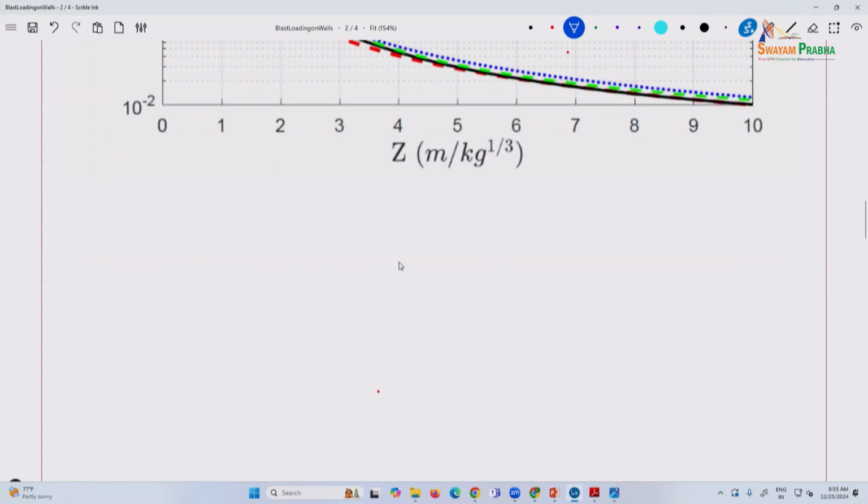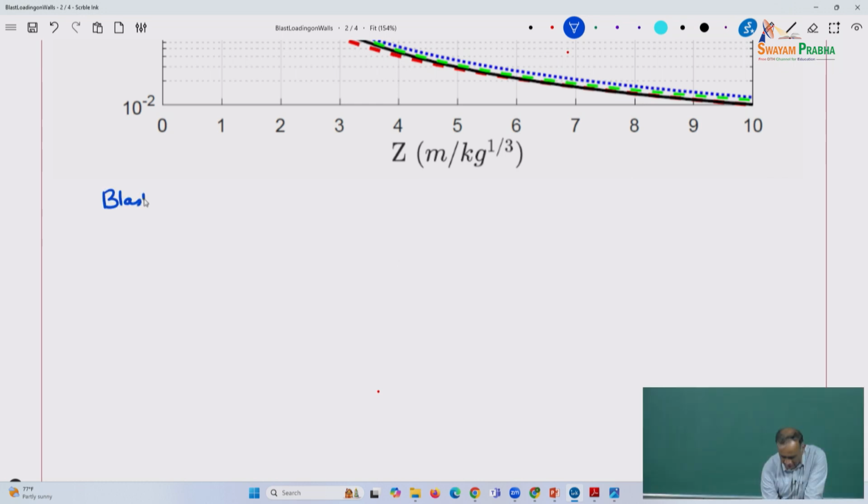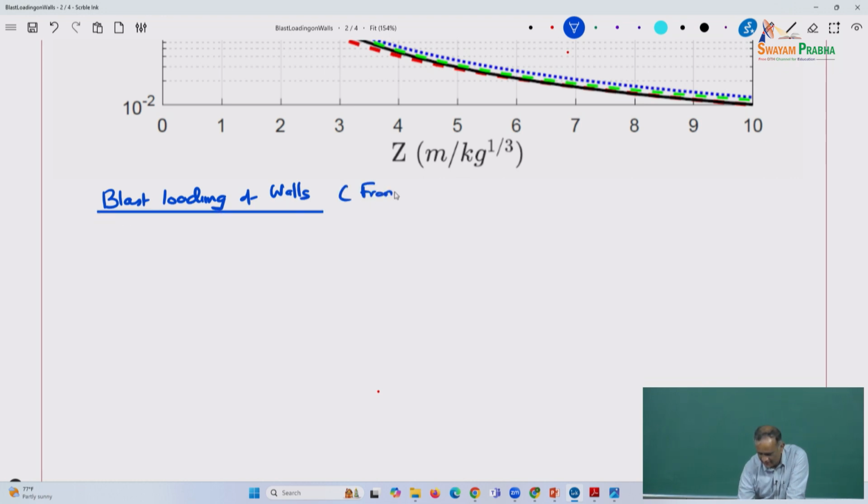So, what are we considering today? Blast loading on walls, and again all types of walls. The main types are front, side, roof and back wall.